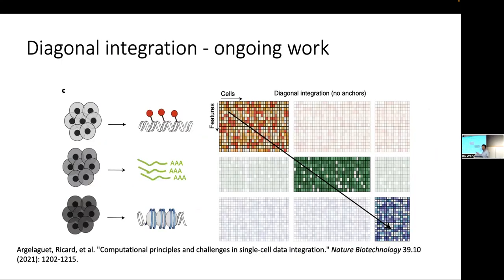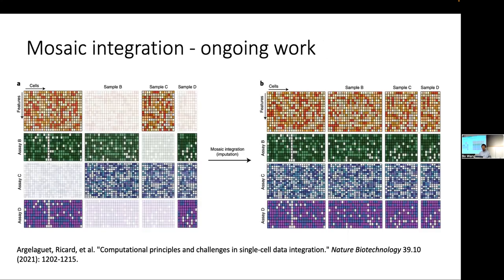Okay, for more complicated integration, such as diagonal integration, in which you have different sets of cells, but you may have the assumption that they measure the same populations. You also have different measurements, right? You have RNA-seq, ATAC-seq, proteomics. Can you integrate these in a diagonal way? This is ongoing work in extending OCAD, so I'm not going to share more results here.